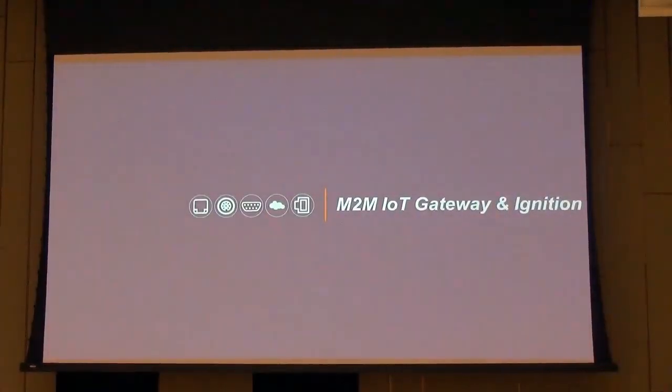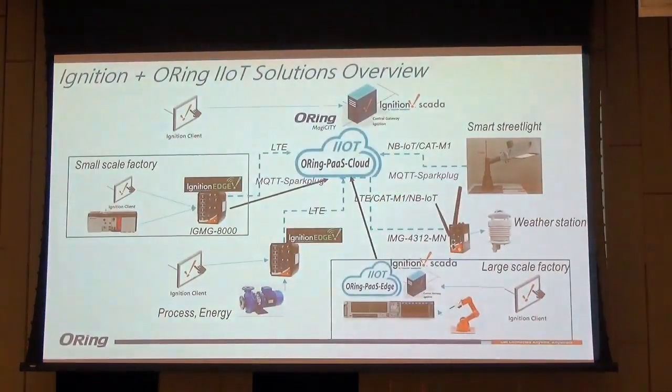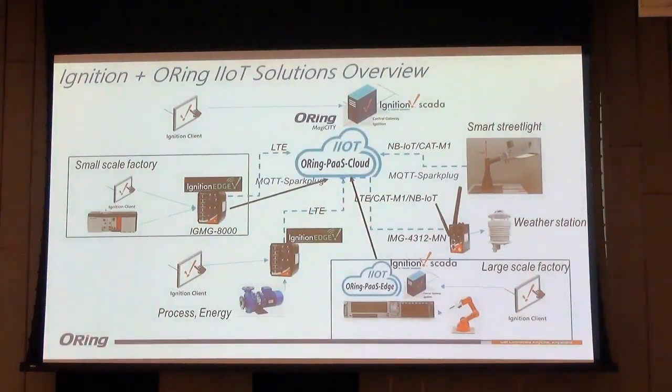Okay, and let's go to the gateway and Ignition. This is a typical application of Ignition with the Oring IoT solution. And you can see this is the Oring gateway, and it can communicate with the Oring cloud. And Ignition can be installed in our gateway, or can be installed in our Oring cloud.